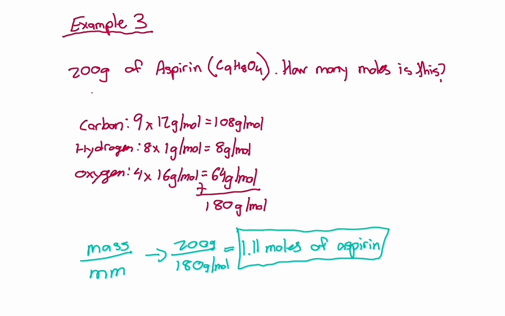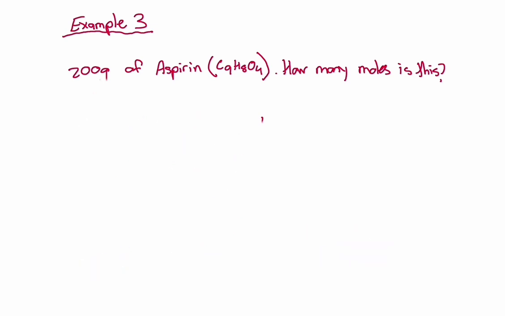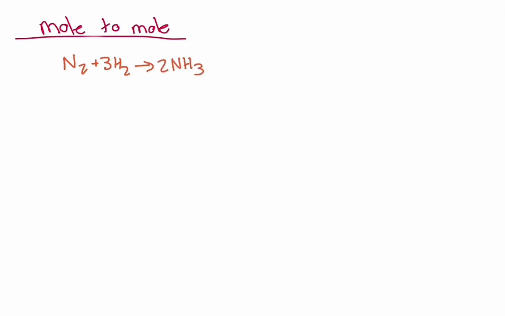So 200 grams of aspirin is approximately 1.11 moles of aspirin. Now, let's look at mole-to-mole ratios. Let's look at a synthesis of ammonia, NH3, from nitrogen, N2, and hydrogen, H2. The balanced equation is N2 plus 3H2 yields 2NH3.